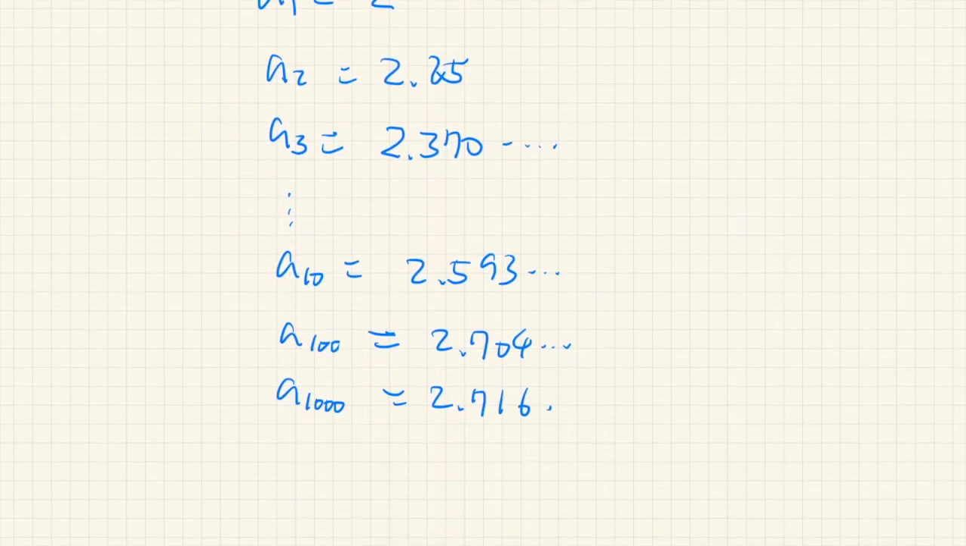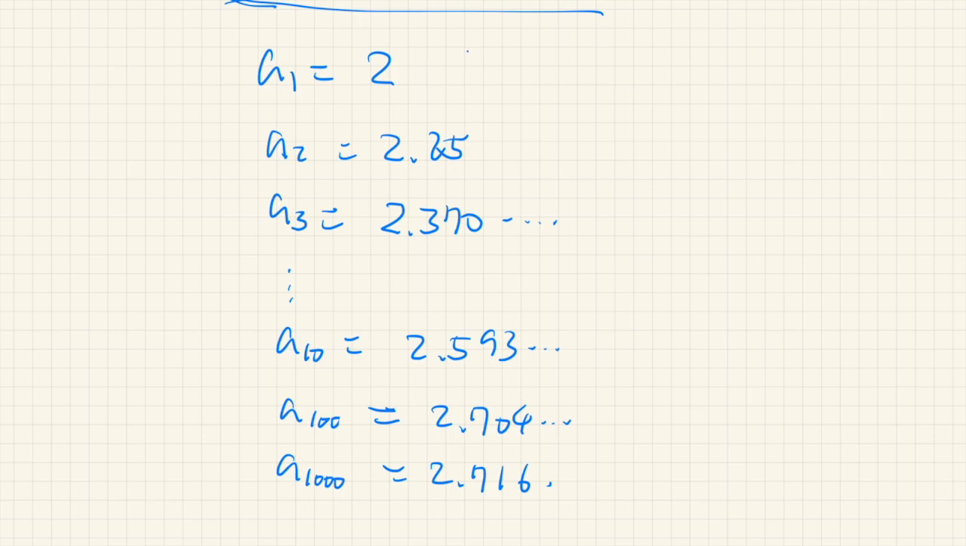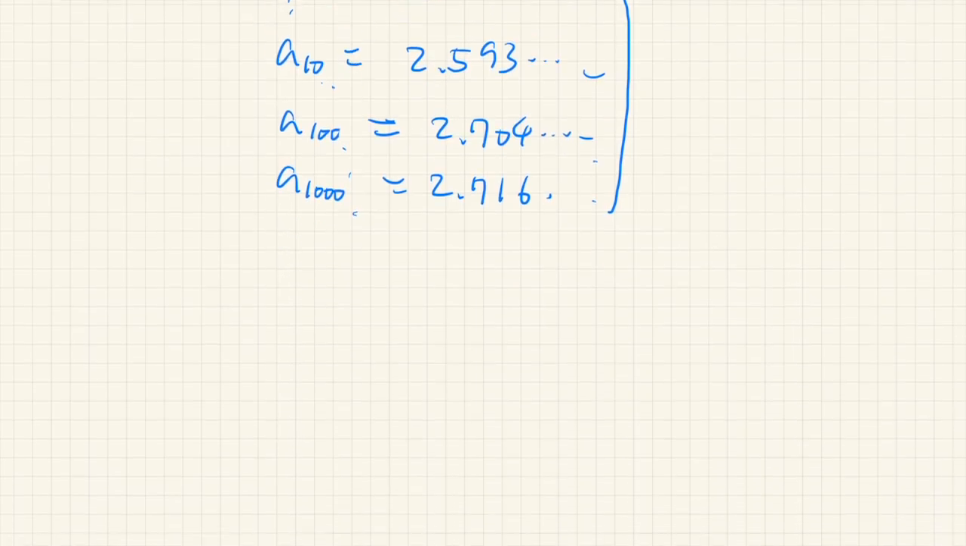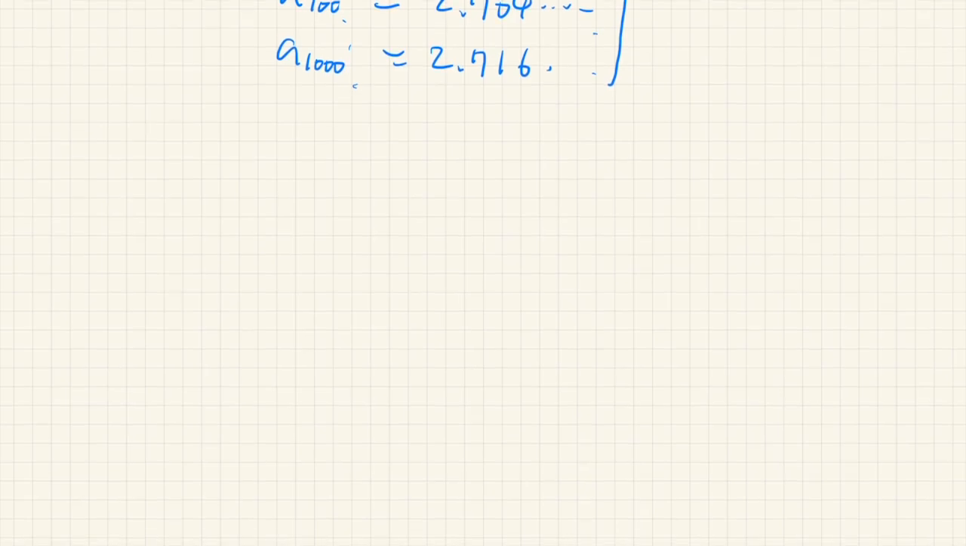So it's getting closer and closer to the limit value of 2.718 and so on. And as you can observe, this seems like a monotone increasing sequence. See, this is less than this, which is less than this, and so on. So as n gets bigger and bigger, the value of the sequence seems to increase. In fact, that is what we are going to prove now.